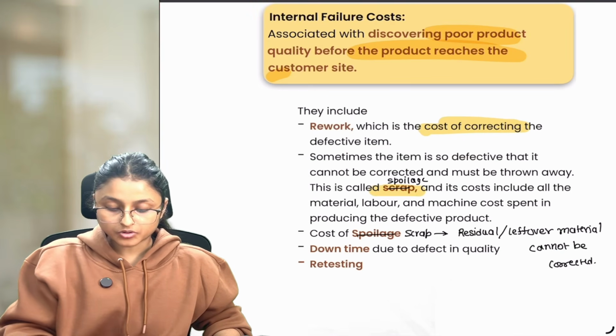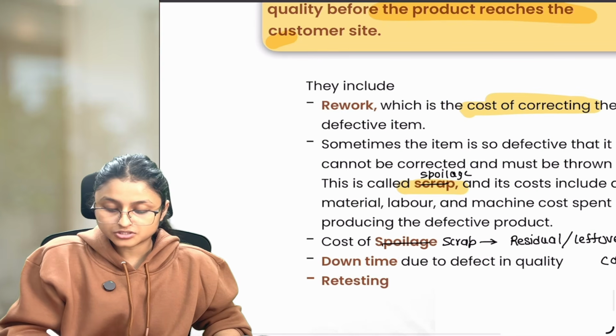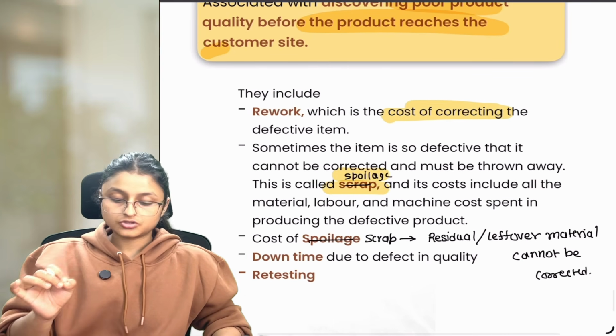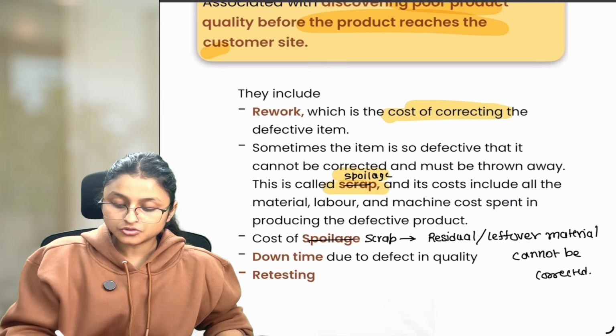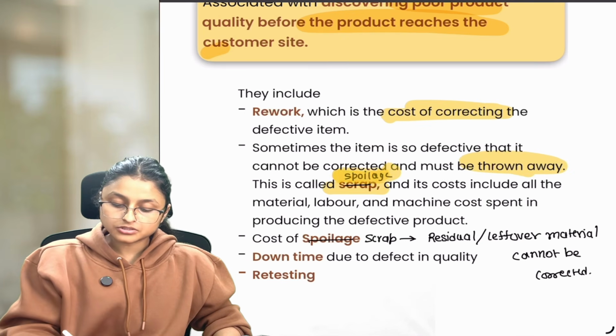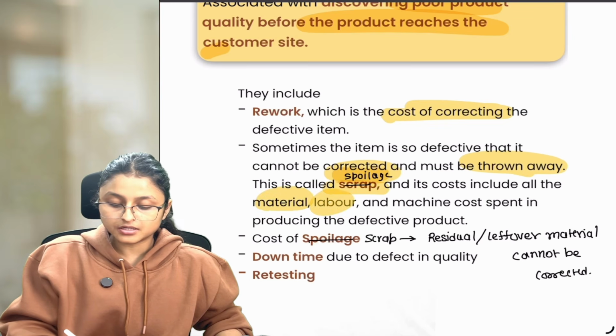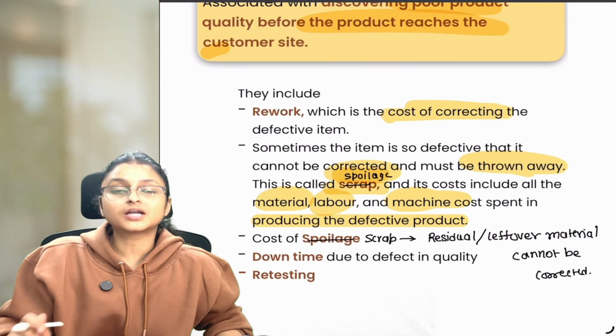So in your book, it is written as scrap. Just change it with spoilage. So if the item is defective, you are not able to correct it, then you need to throw it away. And that is what spoilage is. And its cost includes all the material, labor and machine costs spent in producing that defective product.